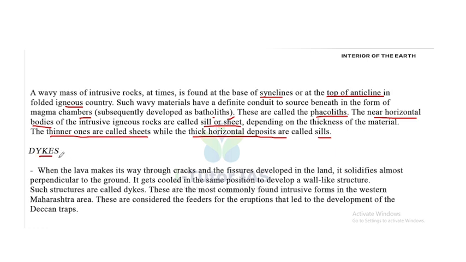Now, dikes. When the lava makes its way through cracks and fissures developed in the land, it solidifies almost perpendicular to the ground. It gets cooled in the same position to develop a wall-like structure. Such structures are called dikes. These are the most commonly found intrusive forms of the Western Maharashtra area.